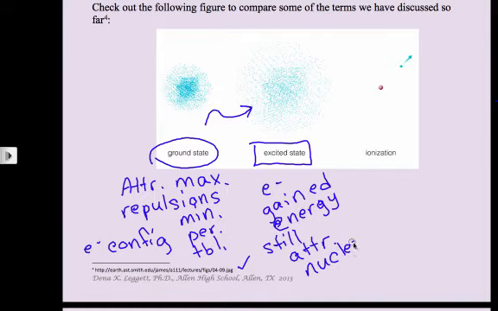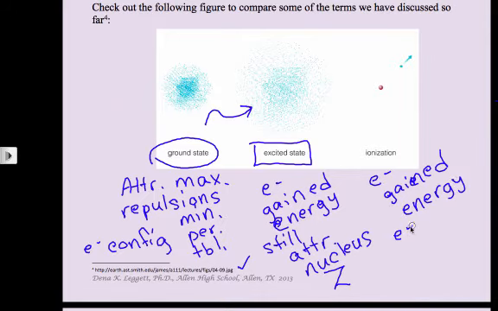Remember the nuclear charge given by Z. This shows ionization. At this point, an electron has gained energy, but at this point, the electron leaves that sphere of attraction.